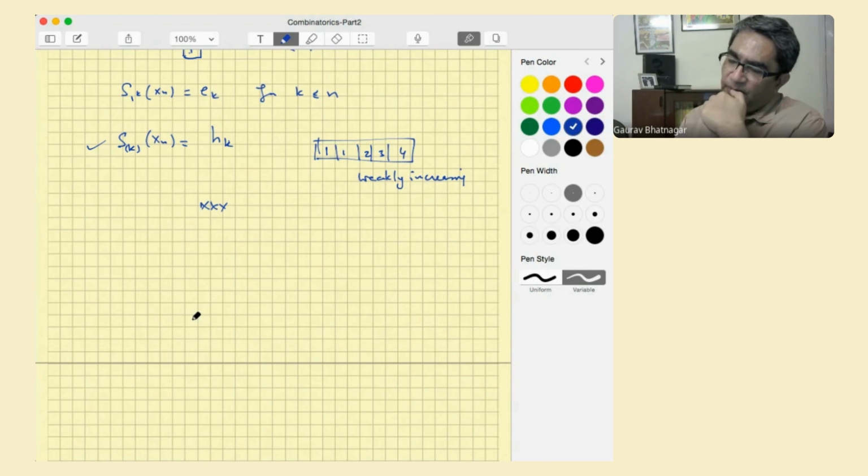So let's try some more examples of s_21.